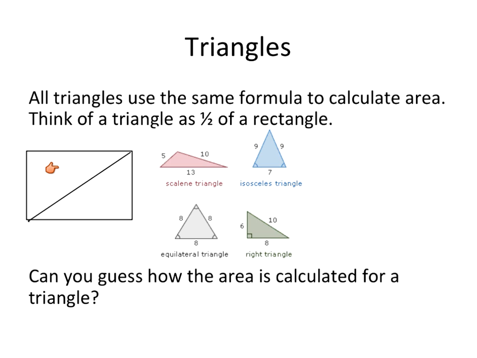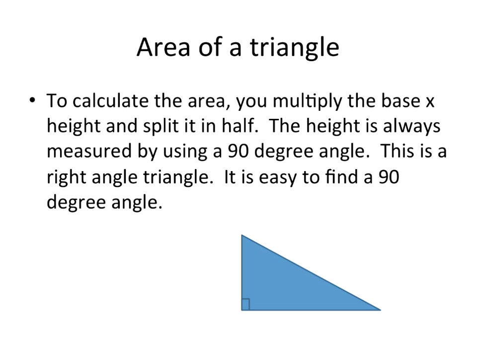Anybody want to talk to me about that or tell me about that or agree or disagree? Make sense? So base times height would give us the area of the entire rectangle. And if we split that in half and make 2 triangles, each one of those is going to be base times height divided by 2. And that is actually the formula that you have to remember for calculating the area of a triangle. So to calculate the area, you multiply the base and the height, and you split it in half.